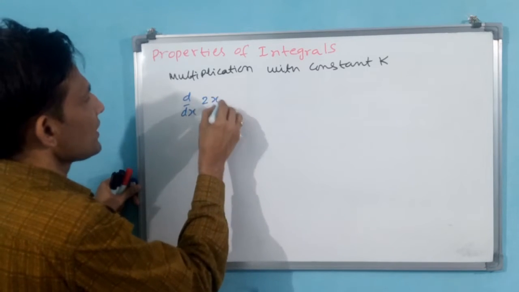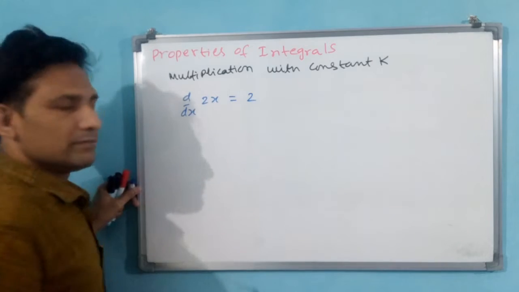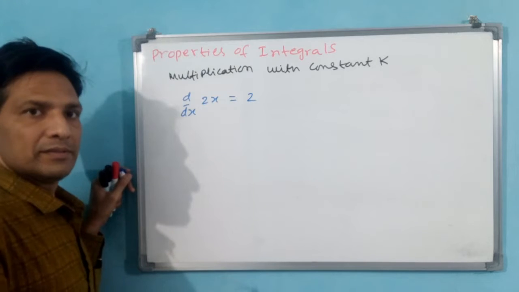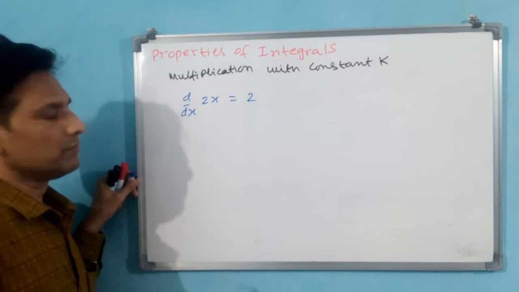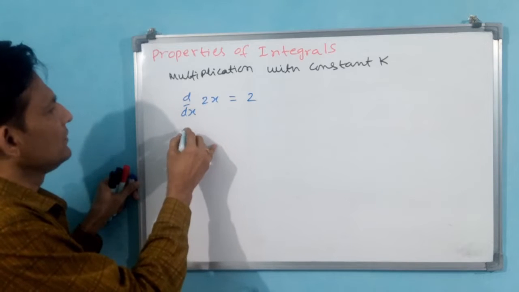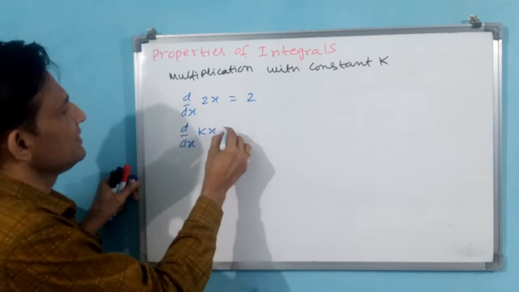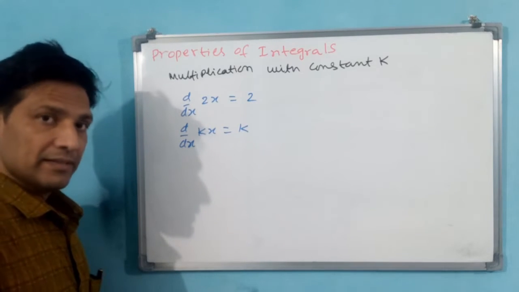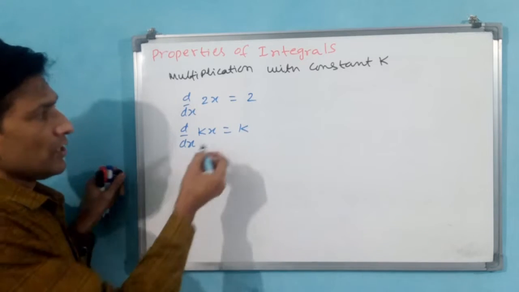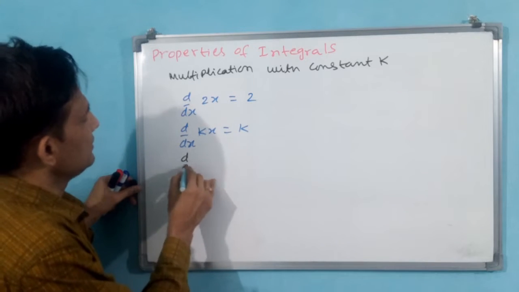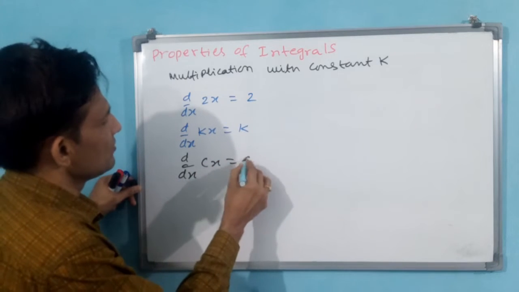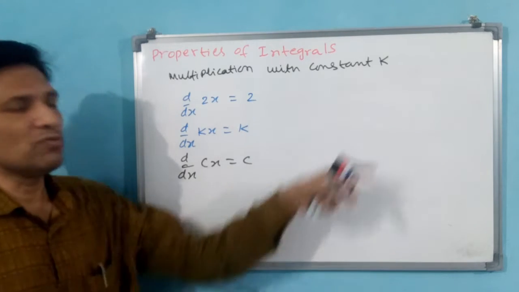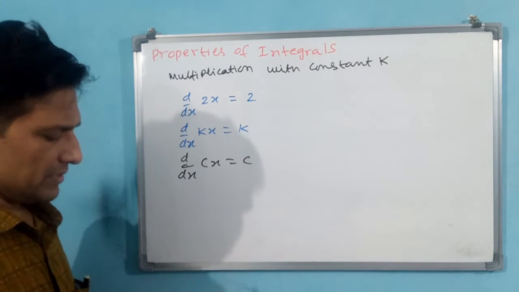d by dx of 2x is equal to 2. Is it okay? d by dx of kx is equal to k. We don't know this k. What is that k? Okay, d by dx of kx is equal to k, or else d by dx of cx is equal to c. We will use c. Why? Because c we are going to use as a universal constant.